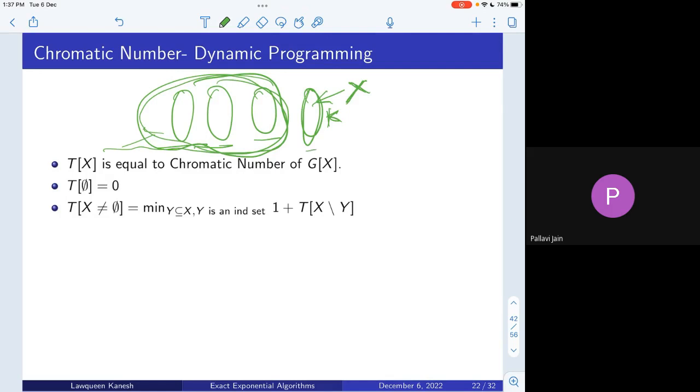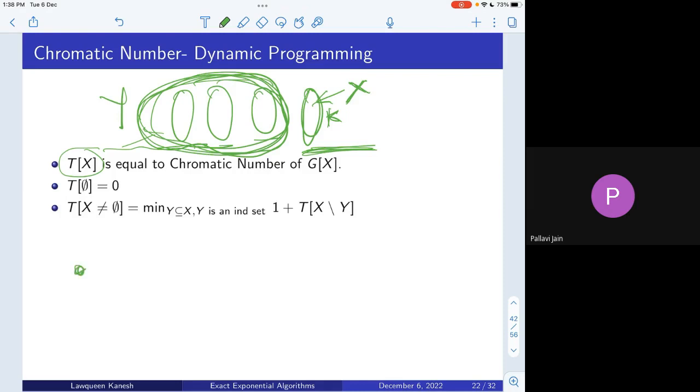And what I want to try is how many such possibilities of this independent set X there are. In the worst case, it is 2 power n, right? So what we can store in our table: T of X is the chromatic number of the graph G induced on the X vertices. So when I'm saying these left side vertices, suppose it is Y, then I will just look at the graph on these Y vertices and find the chromatic number of that graph.